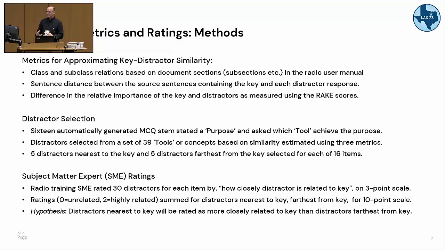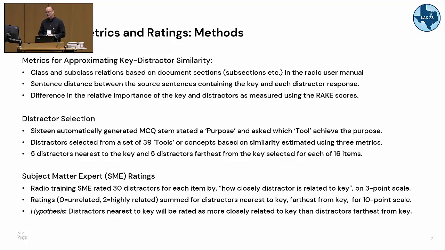So we had 16 automatically generated items that stated a purpose and asked which tool achieved that purpose. The distractors were selected from that set of 39 tools, and for each of those 16 items we identified the 5 distractors that were nearest to the key and the 5 distractors that were farthest from the key.